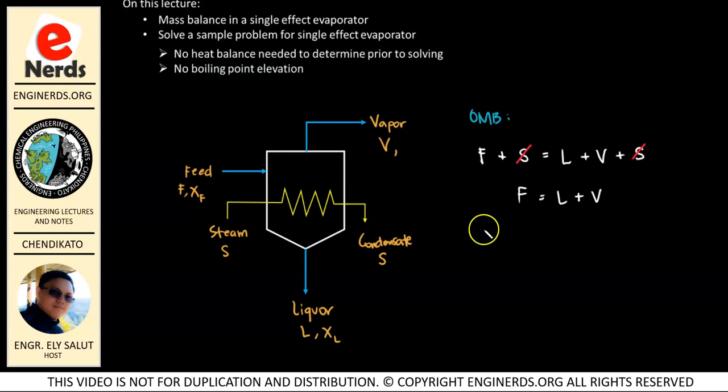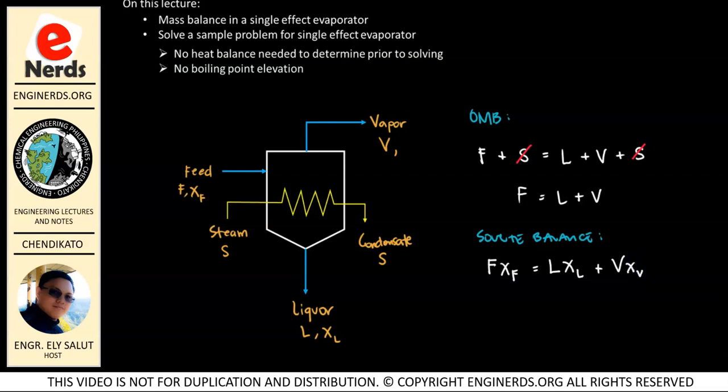Now, we're going to do solute balance or solid balance. So, in order to have yung amount ng ating solute dito sa ating feed, we will have the mass flow rate of our feed times the mass fraction of our feed. And this will be equal to the mass flow rate of our thick liquor times the mass fraction of our liquor plus the mass flow rate of our vapor times the mass fraction of our solute sa ating vapor.